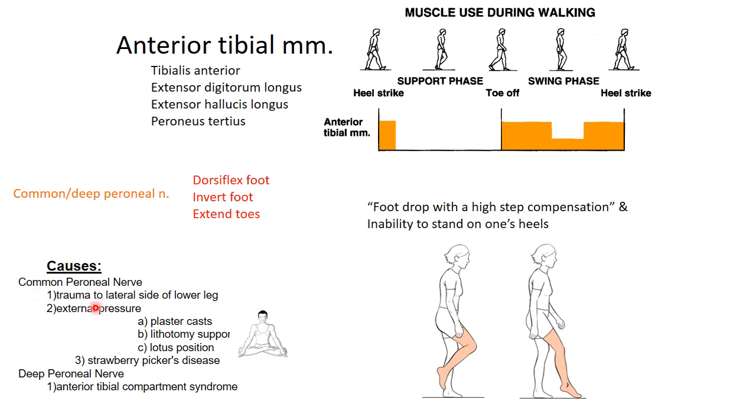Injury to the common peroneal nerve is actually the most common because it's so superficial on the lateral side of the leg. External pressure, such as plaster casts when you break your leg, lithotomy supporting, lotus position, which is a yoga position shown here. Again, the pressure is all on the lateral lower side of that leg, which is right where the peroneal nerve is. Strawberry picker's disease, again, if you're picking fruits and vegetables for a living, especially strawberries, which are low to the ground, you're going to be squatting all the time. You're going to put a lot of muscular pressure onto the peroneal nerve.